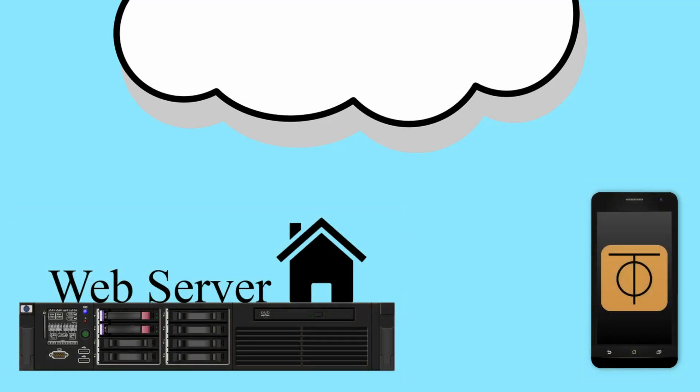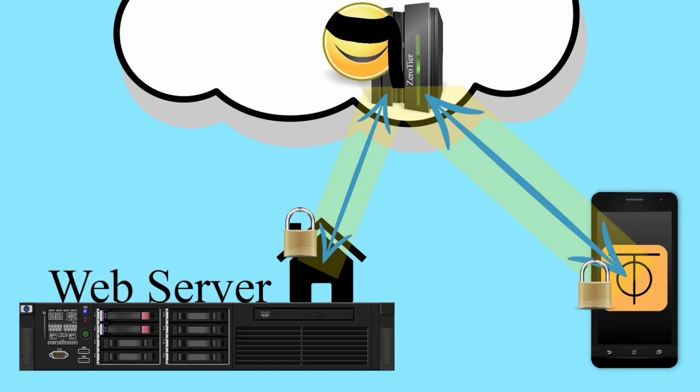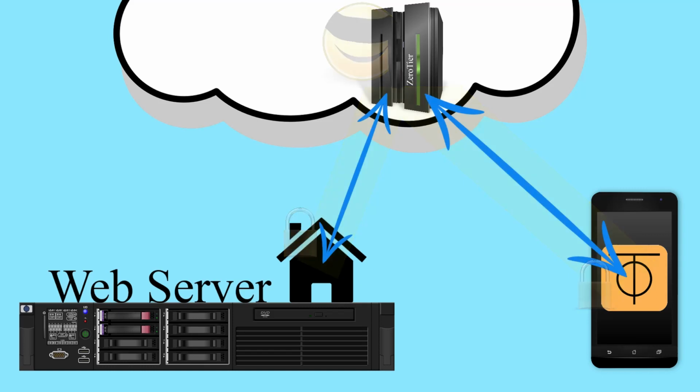When I turn on the ZeroTier connection on my smartphone, it contacts ZeroTier's servers to establish a connection to that virtual network, and therefore my web server. Remember, this connection is encrypted from end to end, so even ZeroTier can't see the data passing through it. They'll just know the IP address where the connection came from and the IP address where it went to.